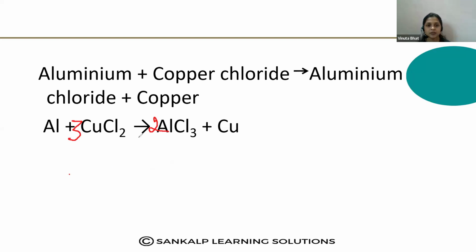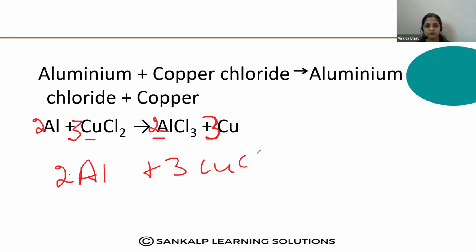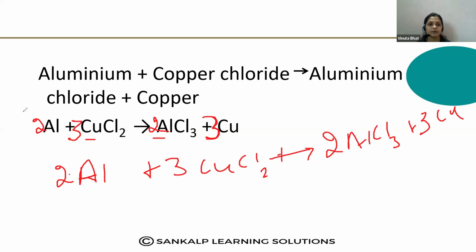Aluminium is not balanced. So here 2, so I will add 2 aluminium. But here copper is 3 and I will add the copper here, 3 copper molecules. See, 2 aluminium plus 3 copper chloride, 3 molecules of copper chloride, that gives us 2AlCl3 plus 3Cu.